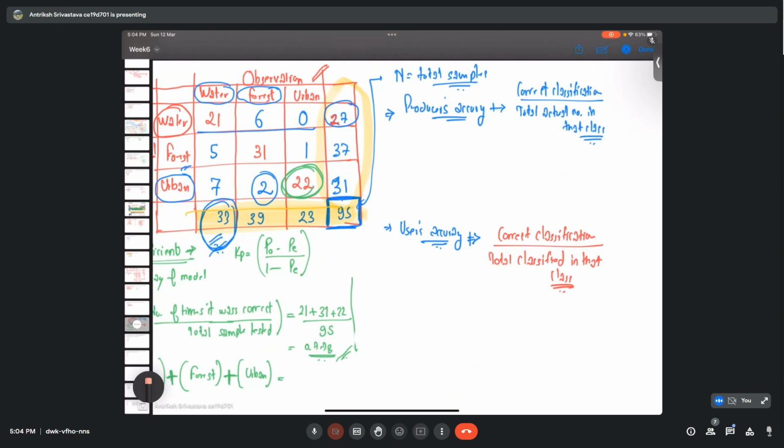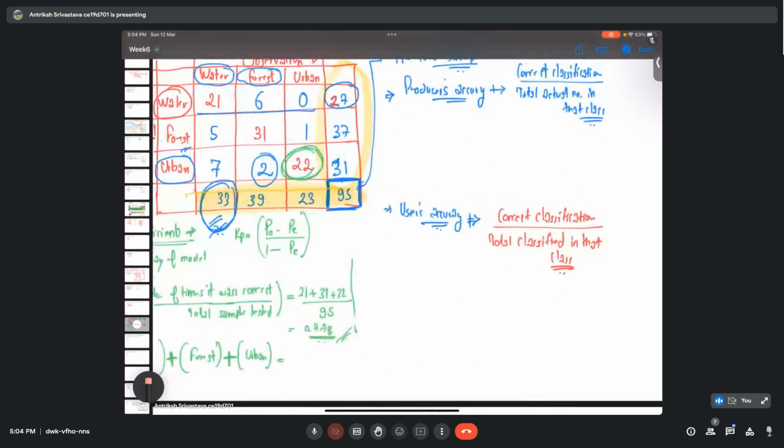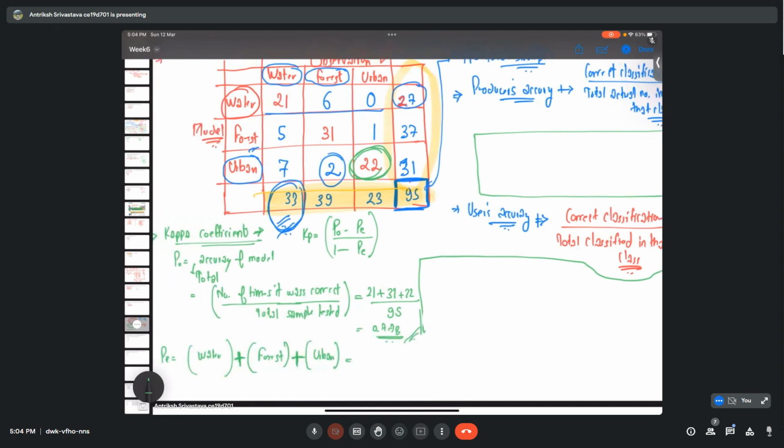We can use this space for the kappa. Let me make a boundary. If some space is required, we'll use the above space. Otherwise, we'll use this. So, what is the probability, or what is the accuracy, when the model is saying only water?